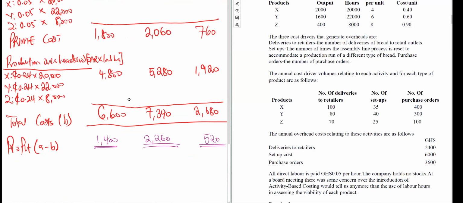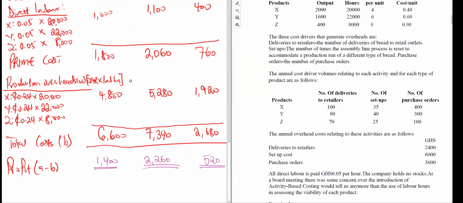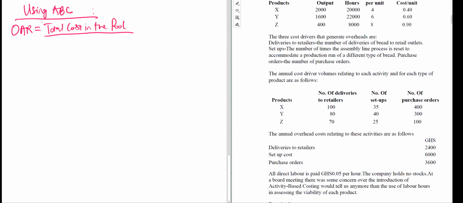Using traditional costing information, I believe this revision was not bad, right? Okay. Now we are going to use ABC. Let's change the color, let's use orange or pink. Using ABC, remember ABC is based on activity, and you look at the number of activities and you do an OAR for all of them. So under ABC, the OAR is now the total cost in the cost pool over the total number of cost drivers.